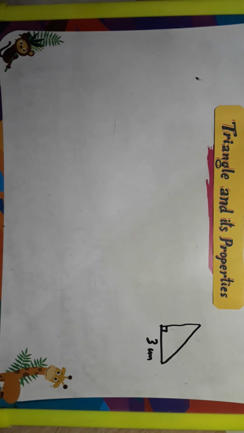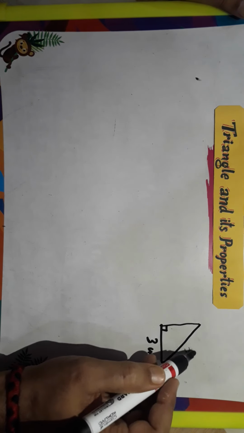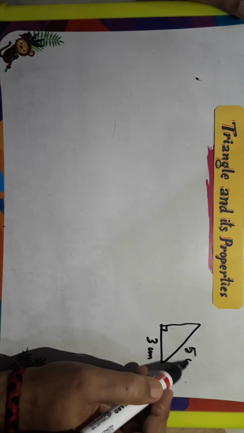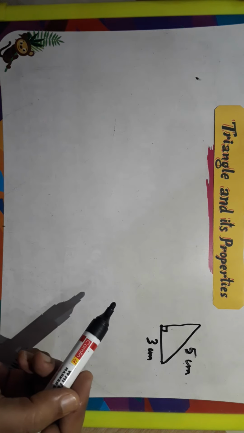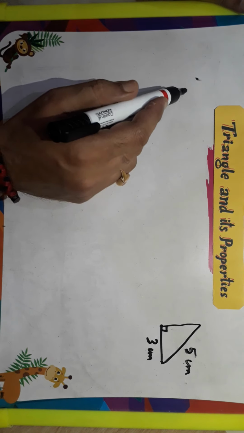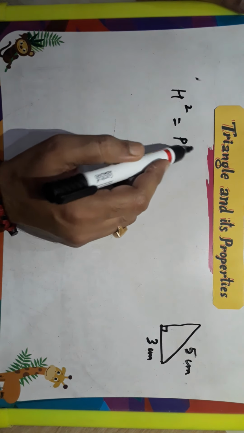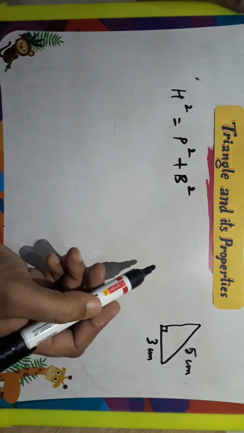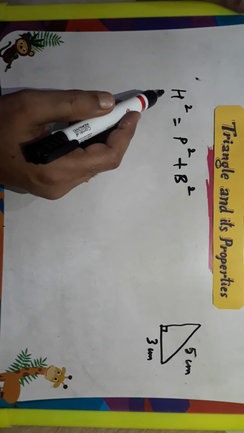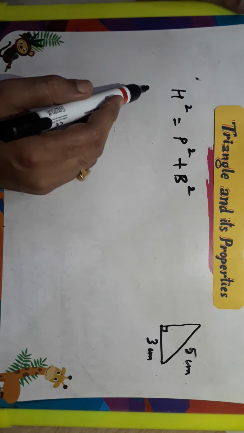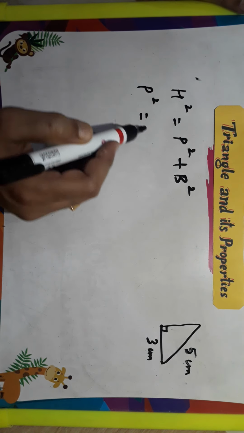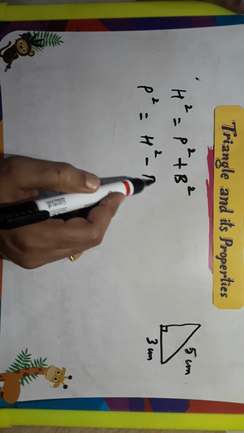Now I hope that you people can find hypotenuse if perpendicular and base are given. But what if hypotenuse is given, and out of the 2 legs one leg is given? Over here say base is given, and you need to find perpendicular. As you know, hypotenuse square equals perpendicular square plus base square, so you can place 5 centimeter at the place of hypotenuse and 3 centimeter at the place of base. Also you can derive this formula: perpendicular square equals hypotenuse square minus base square.